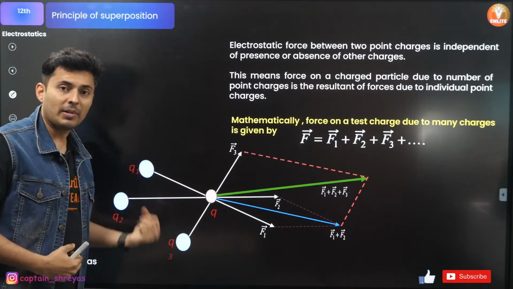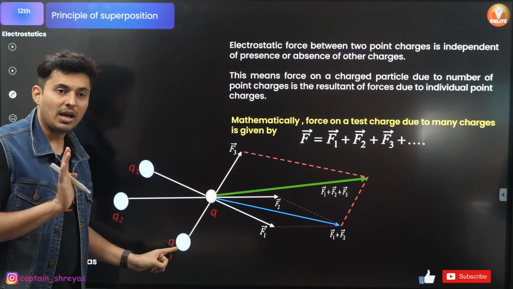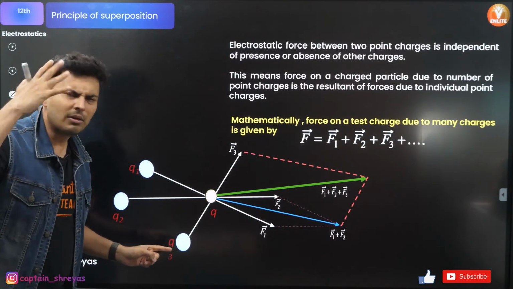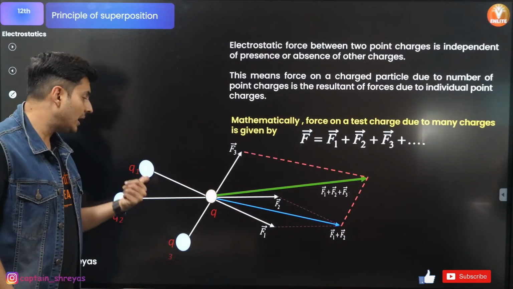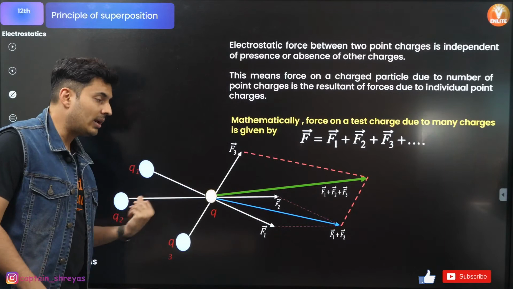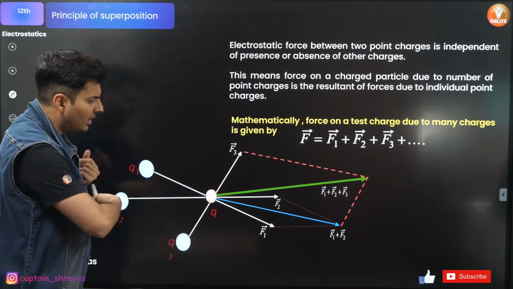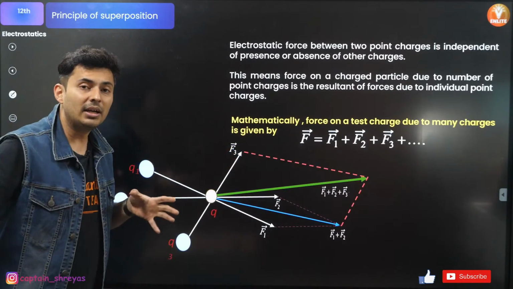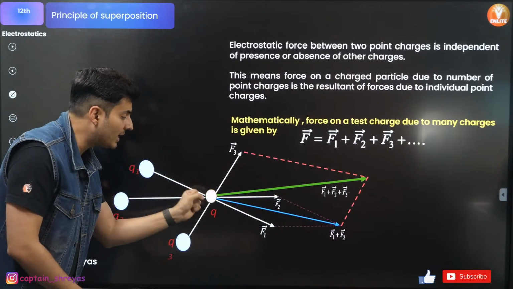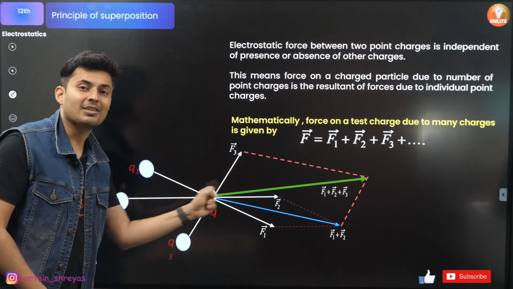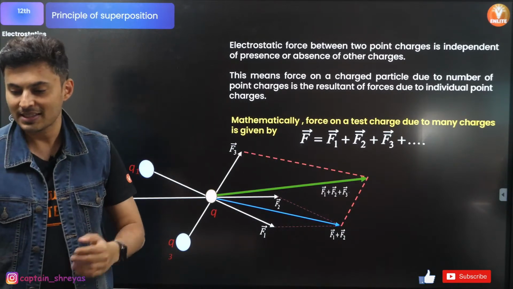This charge will also apply force. It won't think, oh, this other charge is there, so I will not apply force. No, each will apply its force, whether the others are there or not. So independent of the other charges, they apply their forces. That's why the total force is the vector sum of all these forces. Is that okay? I hope this is clear.